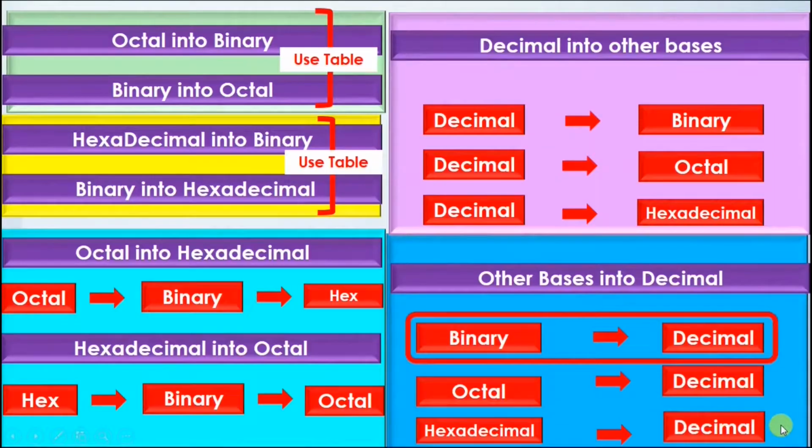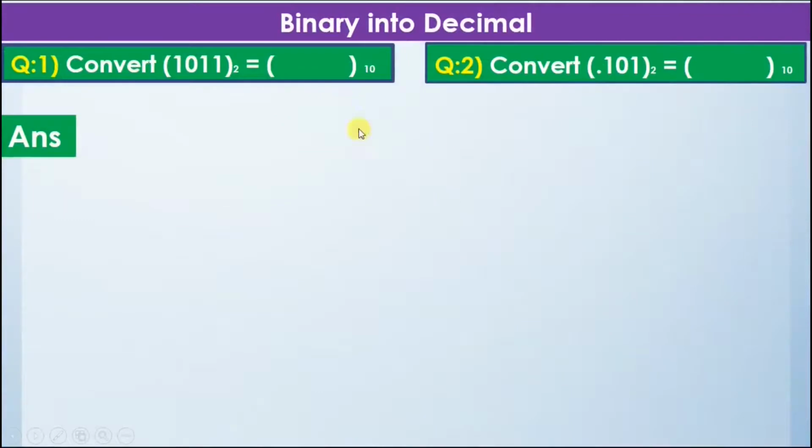First of all, we will look at how we can convert a binary number into a decimal number. So let's move ahead. Now we will see how to convert binary into decimal using whole numbers as well as floating point numbers. First of all, we will see how to convert binary into decimal using a whole number. As you can see in the question, we are given a binary number 1011, and we have to convert it into decimal.